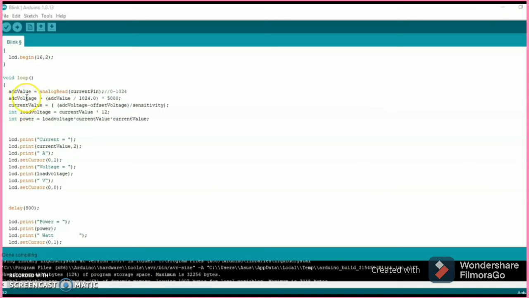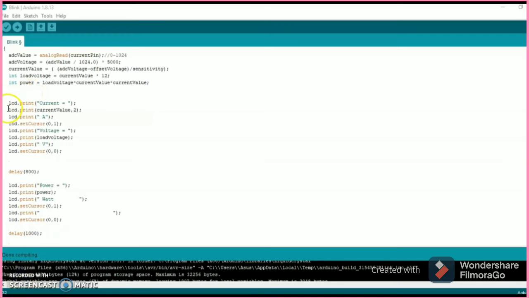Next, we assign the ADC voltage as the ADC value. The current value is the ADC voltage minus offset voltage over sensitivity, which is the internal resistance. Next, the load voltage. The load voltage will be the current value times with 12. And the last one, we display the power, that is the load voltage times current value times current value. The formula is same as the P equals to I squared R.